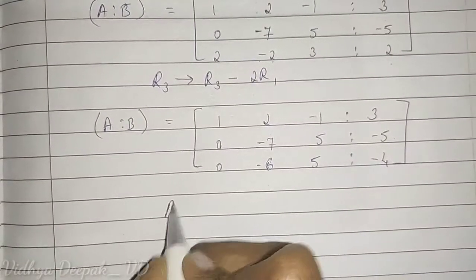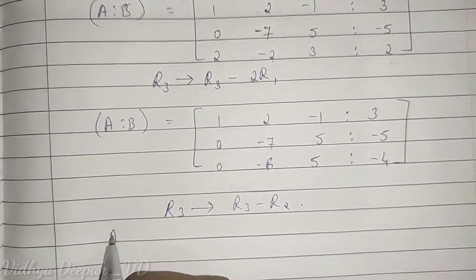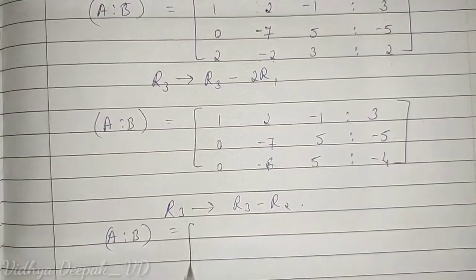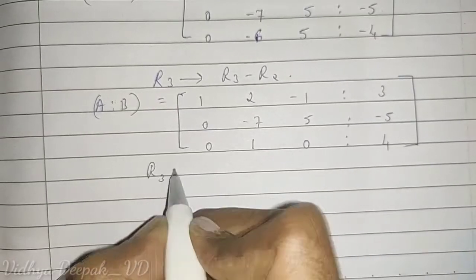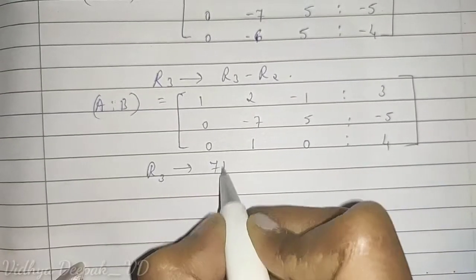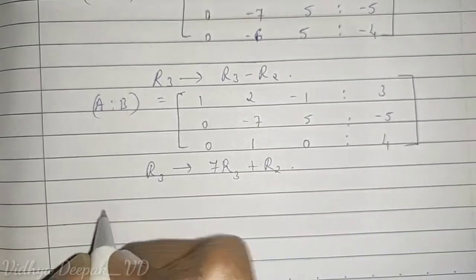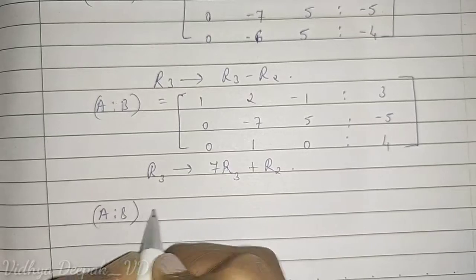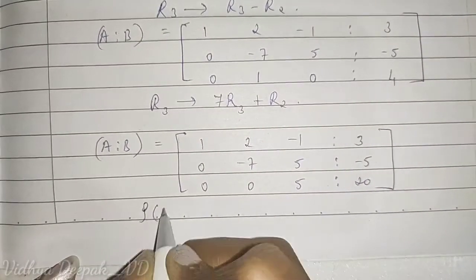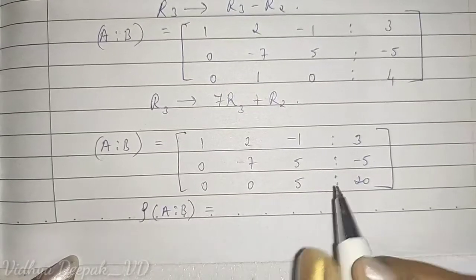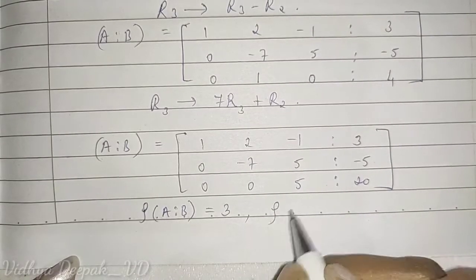Now let's subtract, R3 changes to R3 minus R2. We get the matrix. Now in order to change this number, we can say R3 changes to 7 R3 plus R2. So we get the augmented matrix. Now what is the rank of this matrix? The rank of the augmented matrix is the number of non-zero rows: 1, 2, 3. So it is 3.